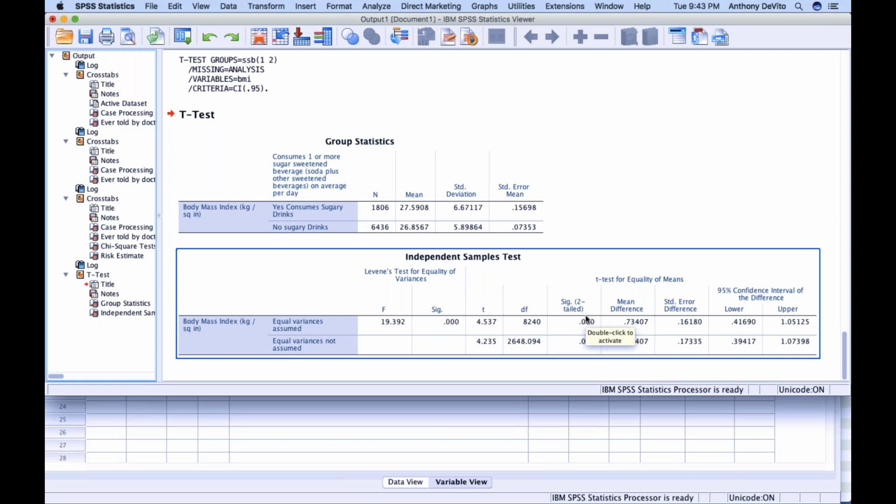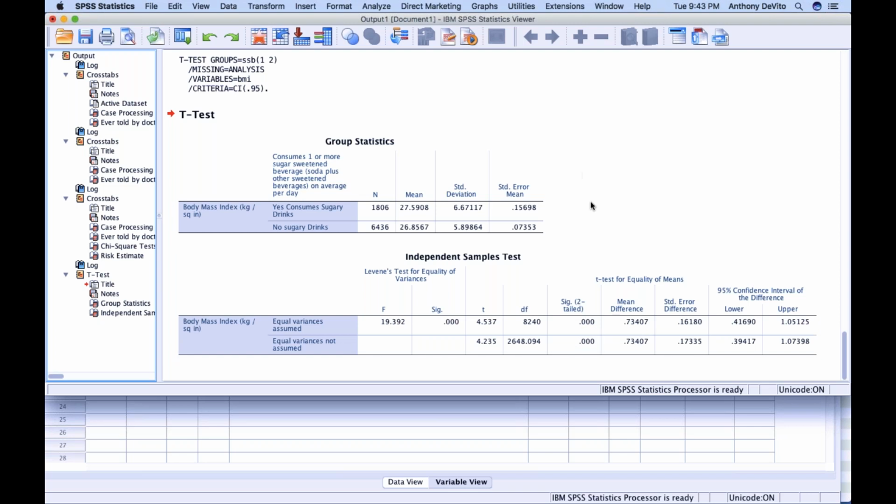We can reject the null hypothesis that there's no difference in the means of the body mass index for people who drink sugary drinks and people who don't drink sugary drinks. So there, we've done two analyses, either of which could have been the basis for what you're doing in your project.